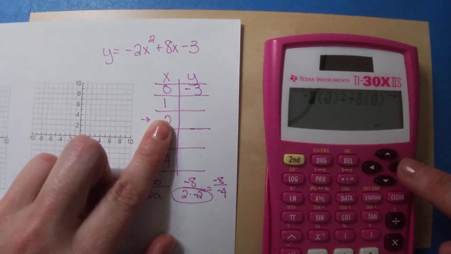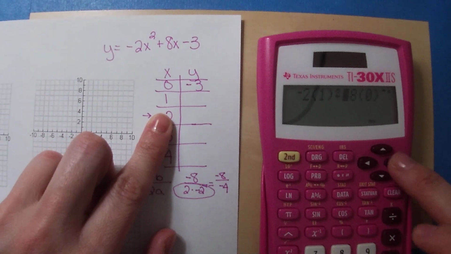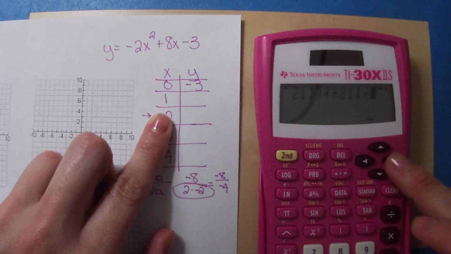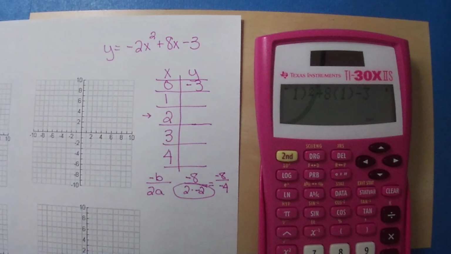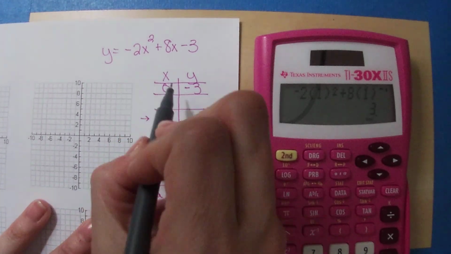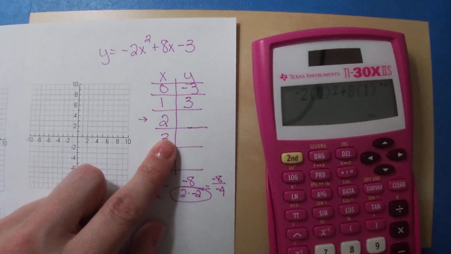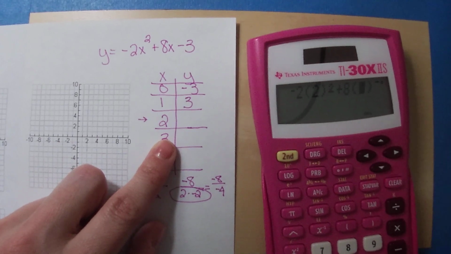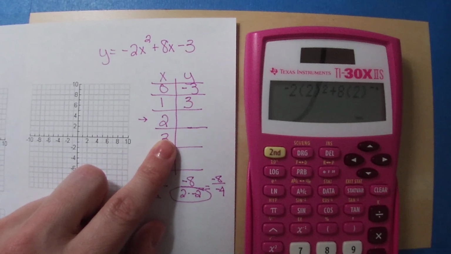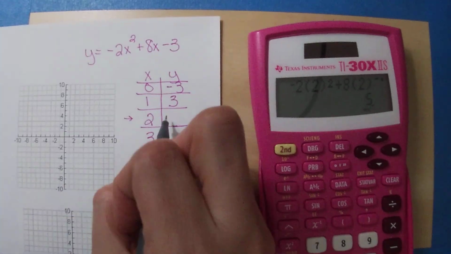I'm going to plug in my 1. So I'm just going to arrow over here and change those into 1s. If you want to retype every time, by all means, feel free to. Okay, so it gives me a 3. I'm going to plug in a 2. I'm just going to change those into 2s.